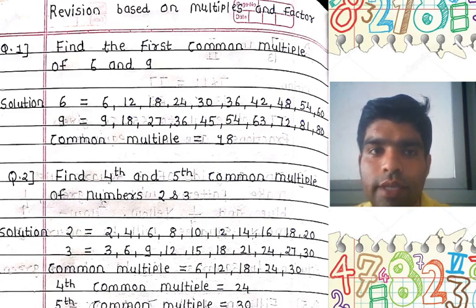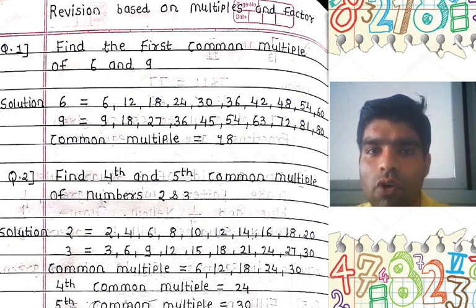Today we start from the revision, based on multiples and factors. It means that we have to find out the common multiples, factors and common factors. Okay, now we have to discuss the examples one by one.